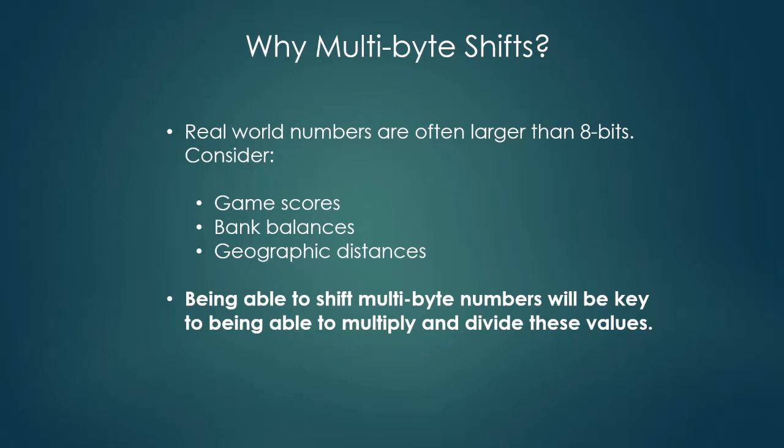6502 arithmetic operations operate on 8 bits at a time. But depending on the program we are writing, we may need to work with larger numbers, such as with game scores, bank balances, geographic distances, for instance. The 6502 also does not have hardware multiplication or division. And when implementing those operations in software, we'll have to do some shifting.